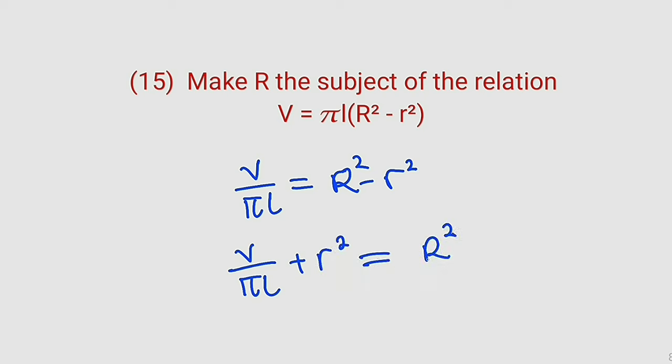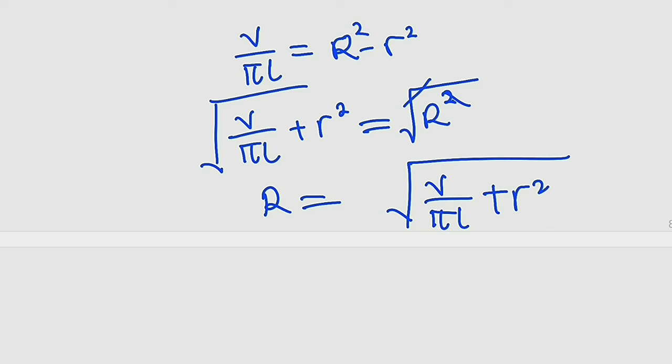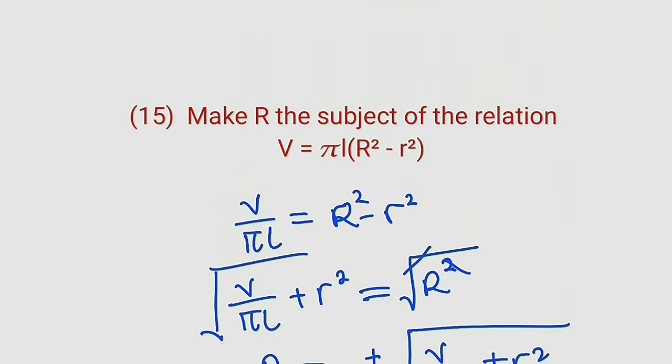equals capital R squared. We want to make R the subject, therefore we can take square root of both sides. Take square root of this and take square root of the other side. This will cancel this, leaving only R equals the square root of V divided by pi L plus r squared. It's supposed to be plus or minus since we have taken the square root of both sides. But I've realized from the question paper, we do not have this from the option. So if you see this one, it is the correct answer. But for me, I know there must be plus or minus here. And this is question number 15.